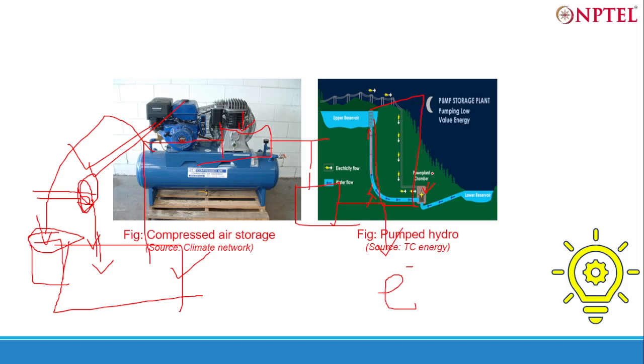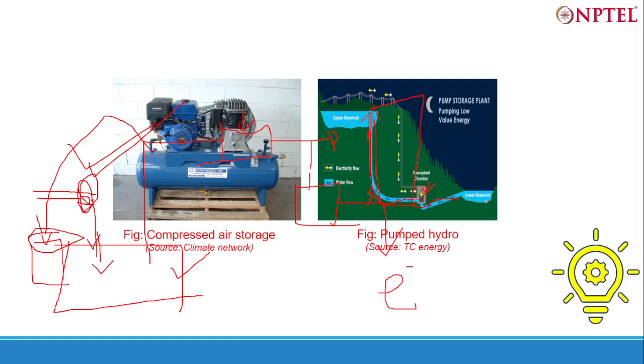So what happens when we run the turbine in reverse motion? It will take the water from here and pump it back to the reservoir. So what is it doing? It is giving energy to the water and storing it in the form of potential energy. So again that water can be utilized. So that's how this pumped hydroelectric system actually works.